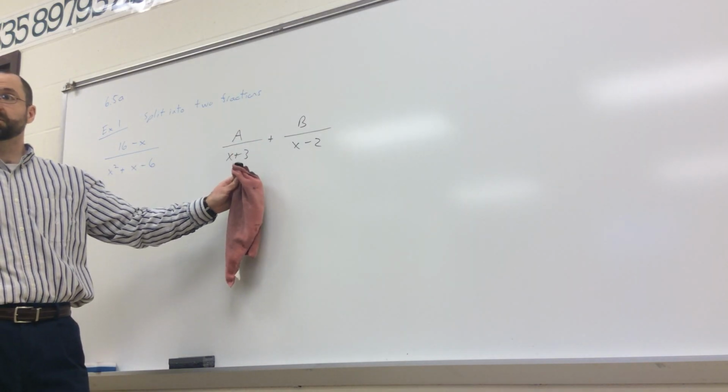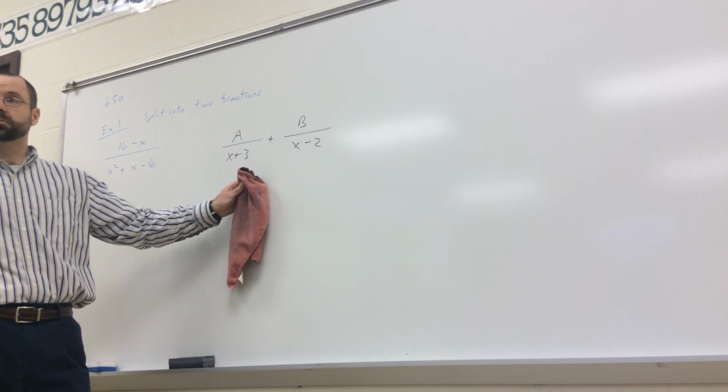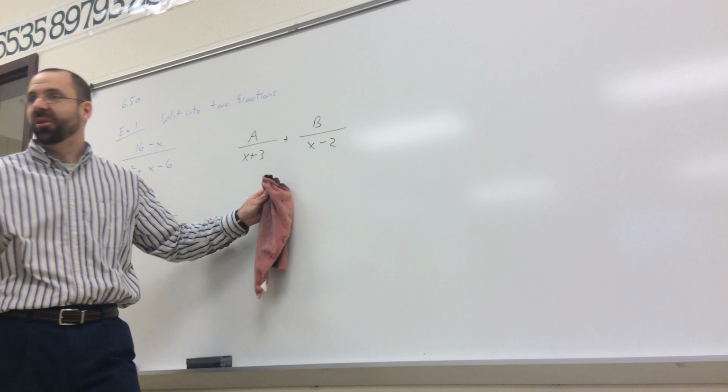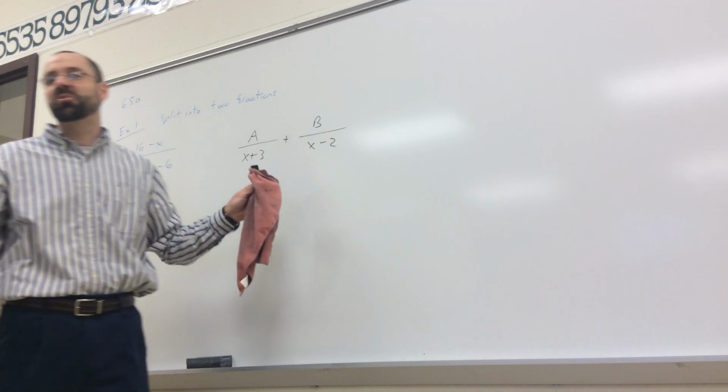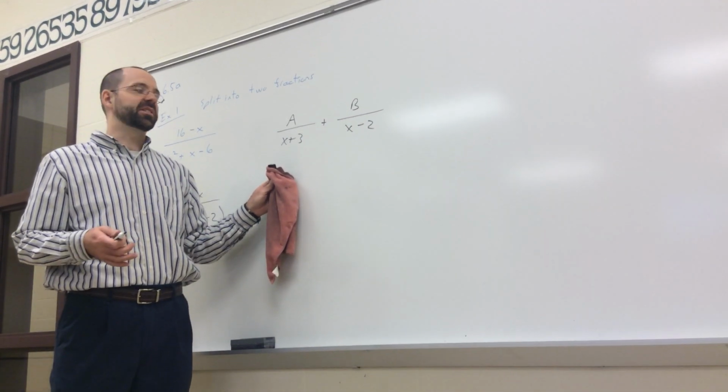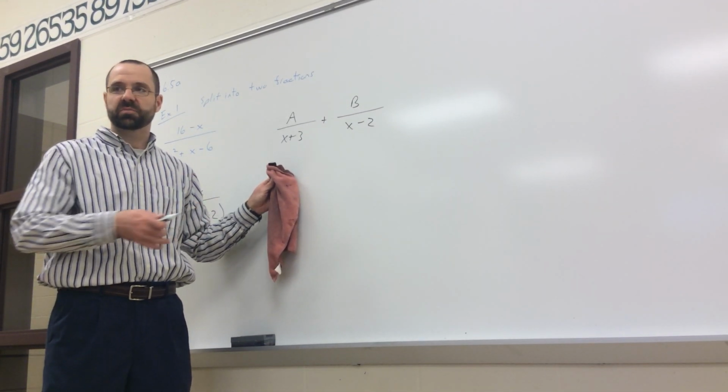Why don't you just do 16 over x plus 7 minus 6 minus x? Because I want to split it up this way, not that way. Yeah. But you're right. Technically that would follow the directions. But I've got a reason, and I'll tell you after we're done with this problem.